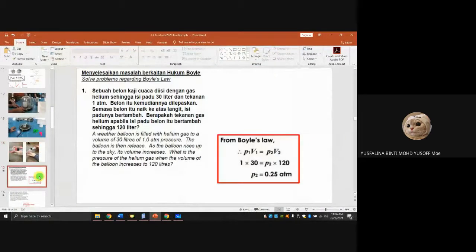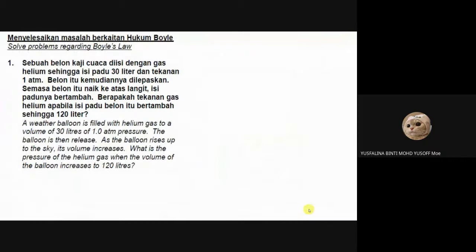Okay, so next, let's try to calculate a calculation problem for Boyle's law. P1 V1 is equal to P2 V2. Here it says a weather balloon is filled with helium gas to a volume of 30 liters at 1 atm pressure. So the balloon is then released. As the balloon rises up to the sky, its volume increases. What is the pressure of the helium gas when the volume of the balloon increases to 120 liters?